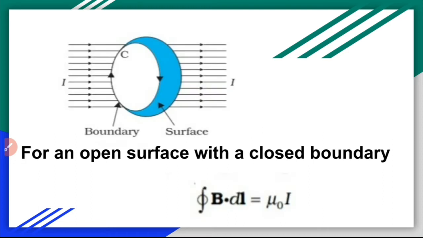So this is what Ampere's Circuital Law is. In the case of an open surface with a closed boundary, closed integral B dot dl is equal to mu 0 I, where B is the magnetic field along the boundary, I is the current through the surface, and mu 0 is the permeability of free space. While stating the law, you have to draw this diagram also, then only it will be clear. So this is how Ampere's Circuital Law is stated.